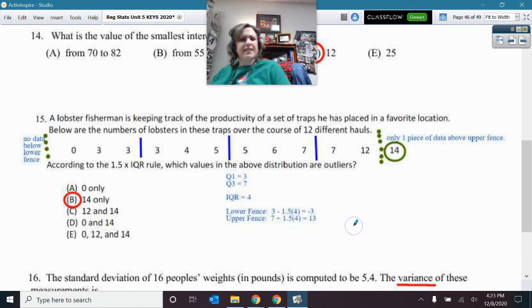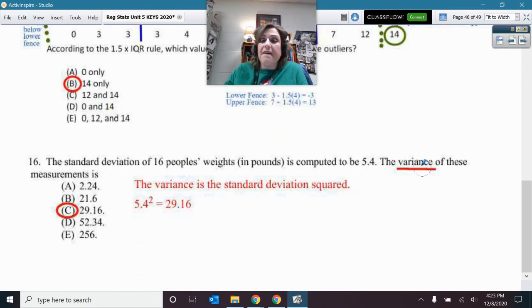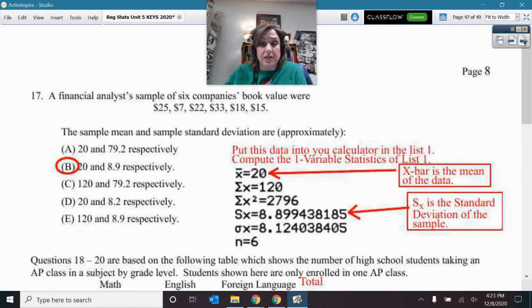And then here we have computing the fence again. In fact, I think this one was in that previous lesson. We saw that already being computed. So the fences, that puts the 14 above the upper fence. Variance is the standard deviation squared.